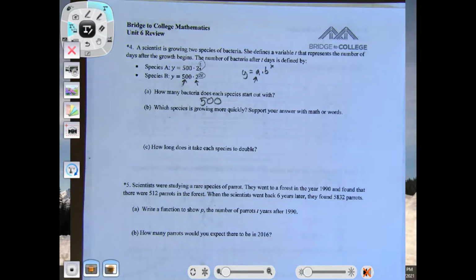And once you figure out which one's going up faster, which one's steeper, you need to explain to me on the paper, I used Desmos, or I graphed it, and species B was clearly steeper than species A, so species B is increasing faster.